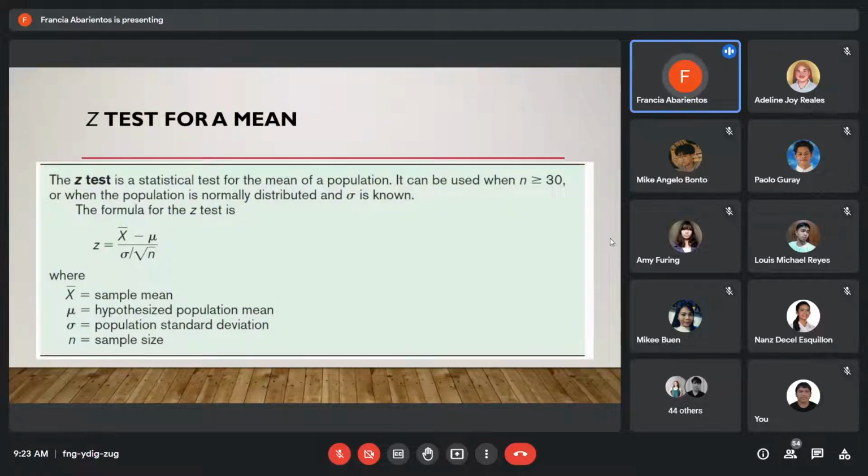Okay, so we move on to the z-test for a mean. The z-test is a statistical test for the mean of a population. It can be used when your n is less than or greater than 30. All right, so when the population is normally distributed, we have now the population standard deviation. So we make use of this. We have the z-test, which is equal to the sample mean minus the population mean. Okay?